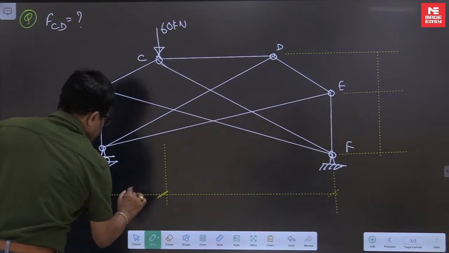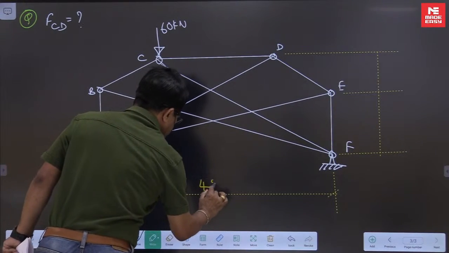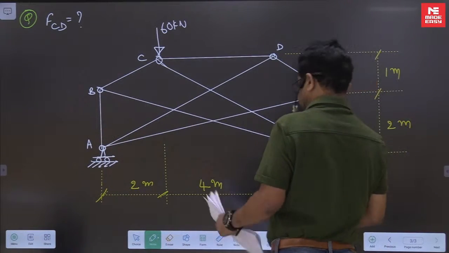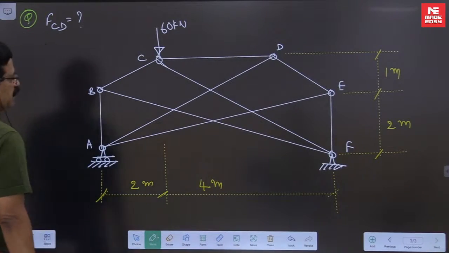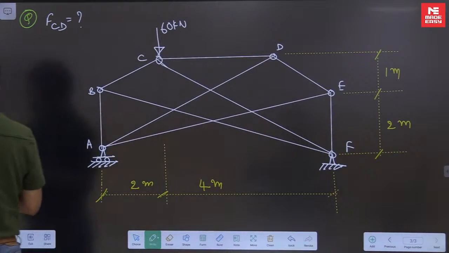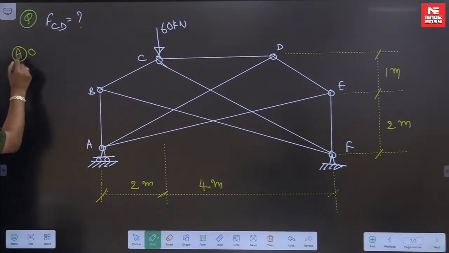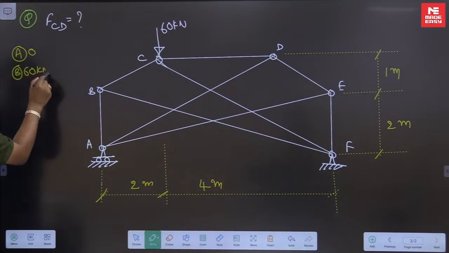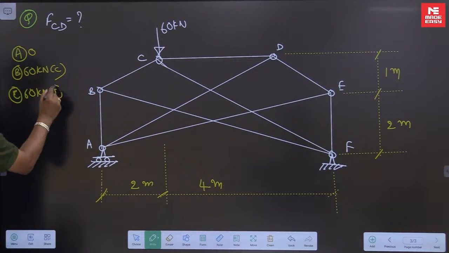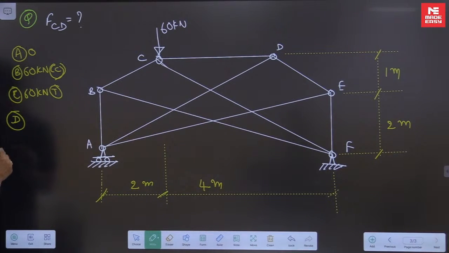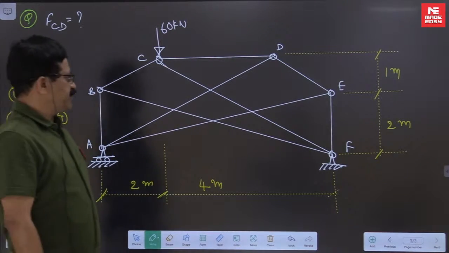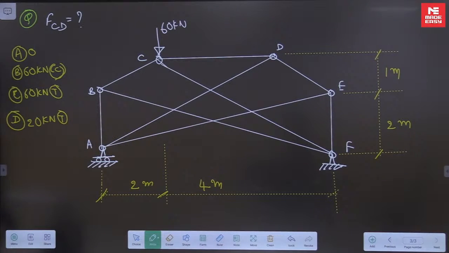Okay. From here to here, let us say this is 2 meters, 4 meters, 2 meters. This is 1 meter. Okay. This is a 2 marks question. Options will be given as, say, 0, and something like that they have given. We want to find the force in the member CD.